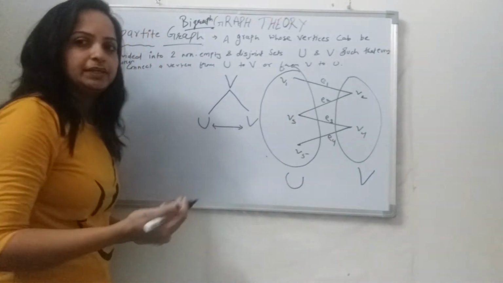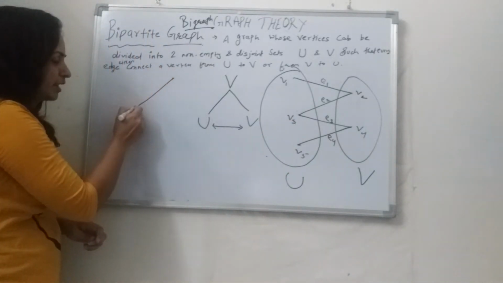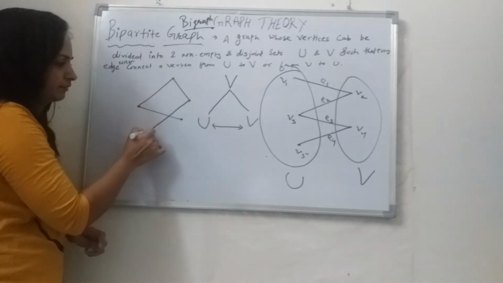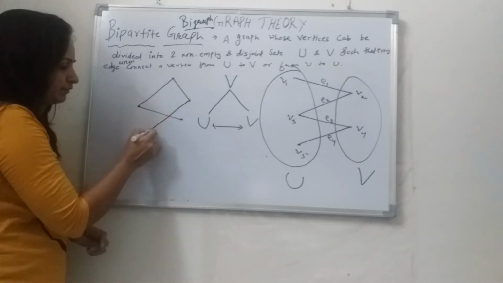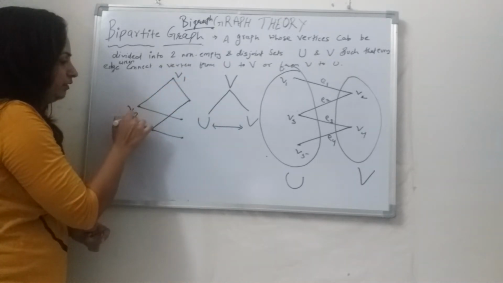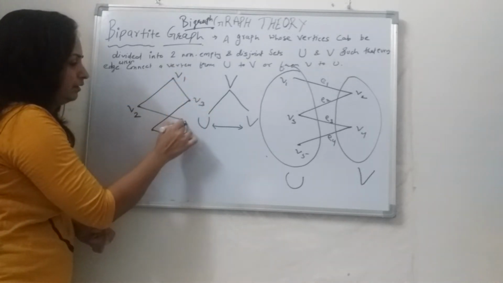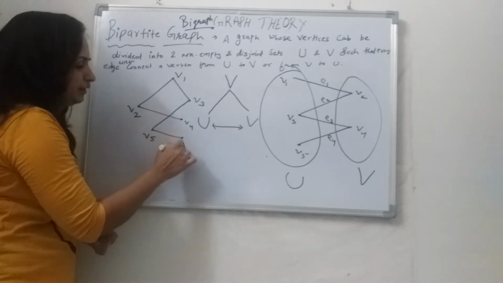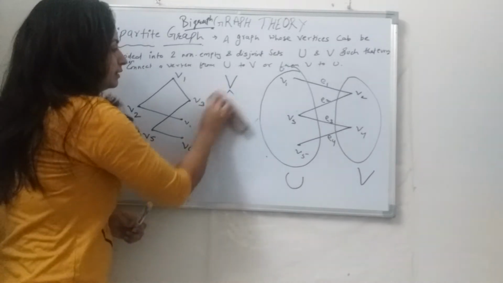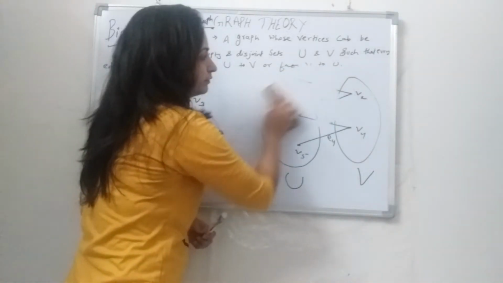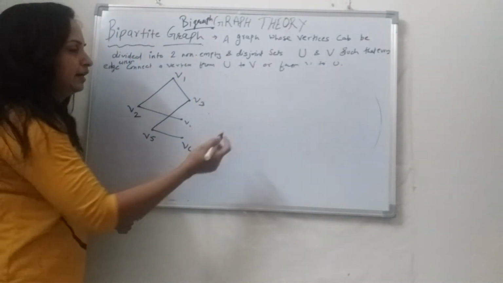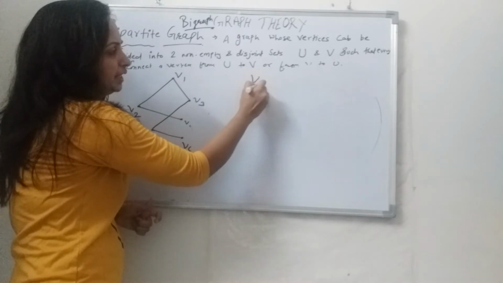Okay, let's take one more example to understand the concept. If I draw like this, and I name the vertices V1, V2, V3, V4, V5 and V6, I will try to see if I can make two sets of the vertices. So there are a total of 6 vertices and I am making two sets of them.